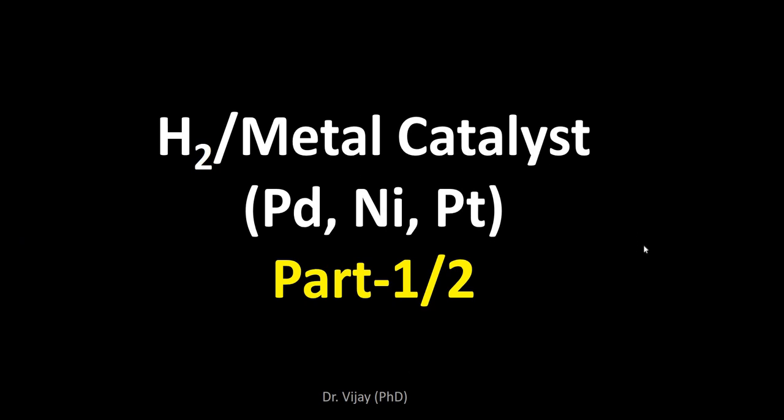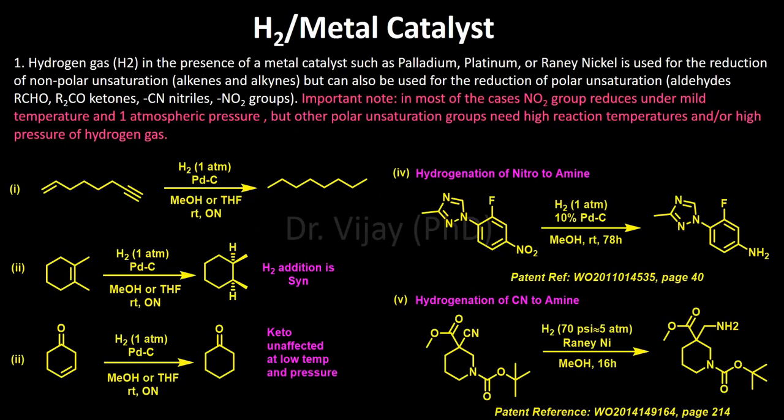In this video, we will learn the use of hydrogen gas in chemical reactions in the presence of a transition metal as a catalyst. Hydrogen gas, H2, in the presence of a metal catalyst such as palladium, platinum, or Raney nickel is used for the reduction of nonpolar unsaturation, alkenes and alkynes, but can also be used for reduction of polar unsaturation: aldehydes, RCHO, ketones, R2CO, nitriles, CN, and NO2 groups.